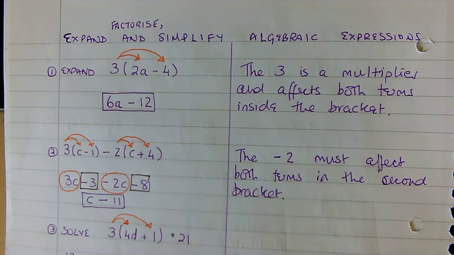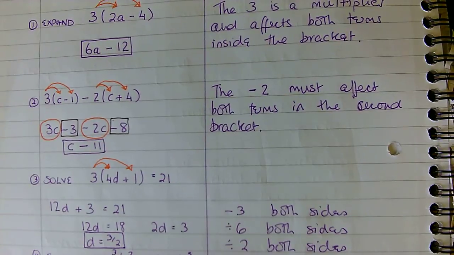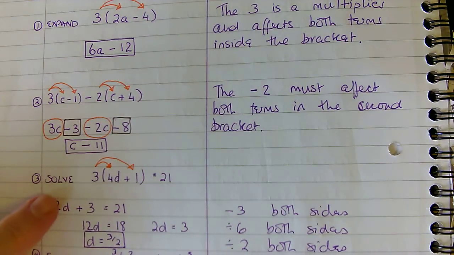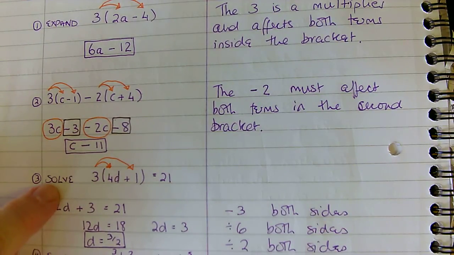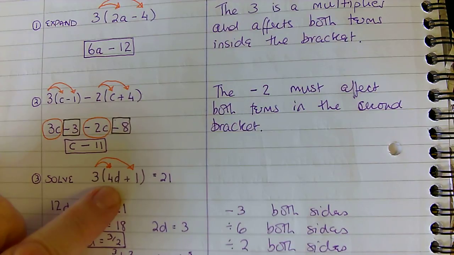Let's have a look at the third one. Okay, so this time instead of saying expand, the instruction is to solve. And it says solve 3 bracket 4d plus 1 close bracket equals 21. So this is an equation. And the word solve tells us that we are looking for a value, a number, for the variable d.